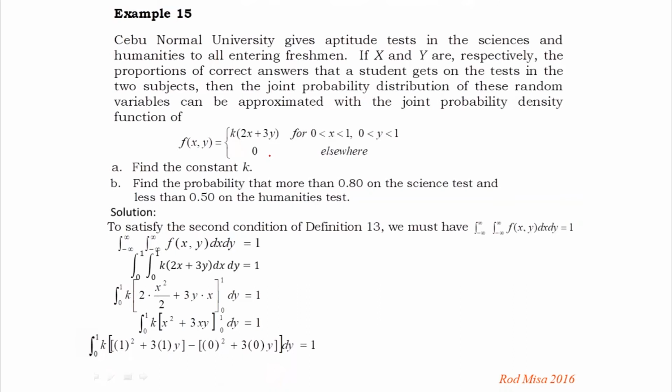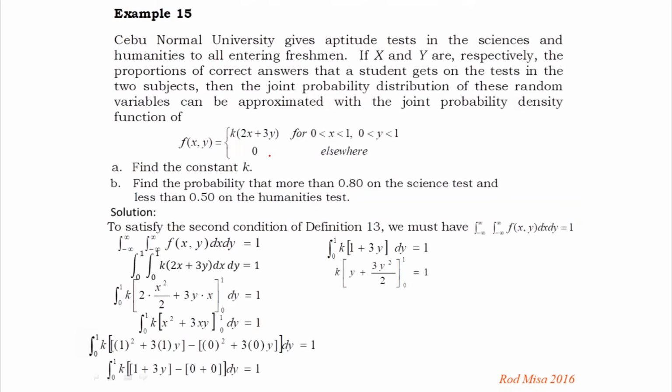the quantity of 0 squared plus 3 times 0 times y. So simplifying these powers, we have 1 plus 3y minus the quantity of 0 plus 0. And removing these square brackets, we have 1 plus 3y. And integrating this 1 plus 3y with respect to y, we have y plus 3y squared over 2, because the integral of 1 with respect to y is y. And the integral of 3y with respect to y is 3y squared over 2.